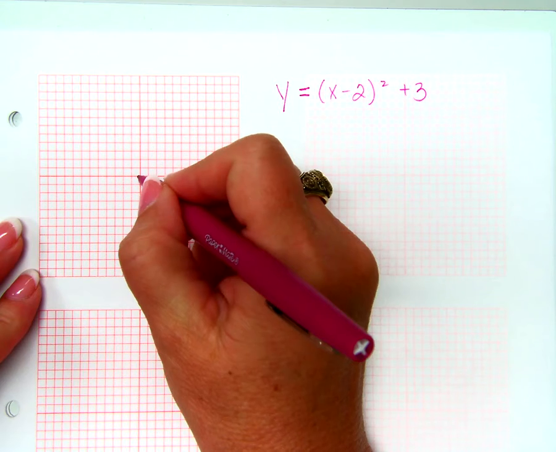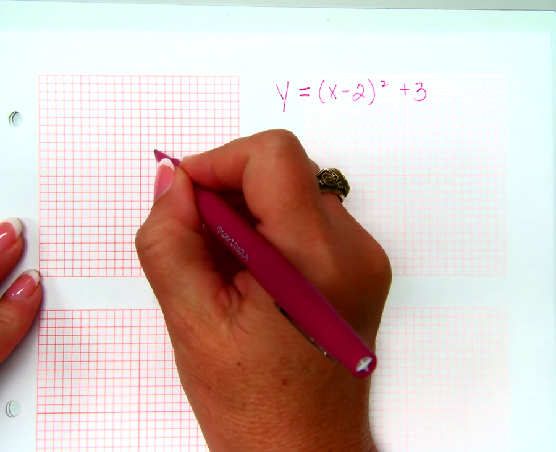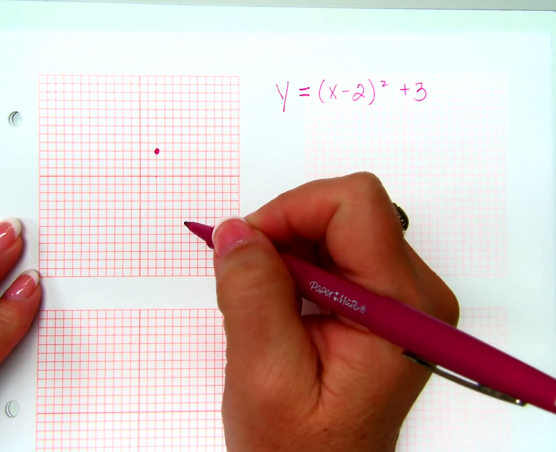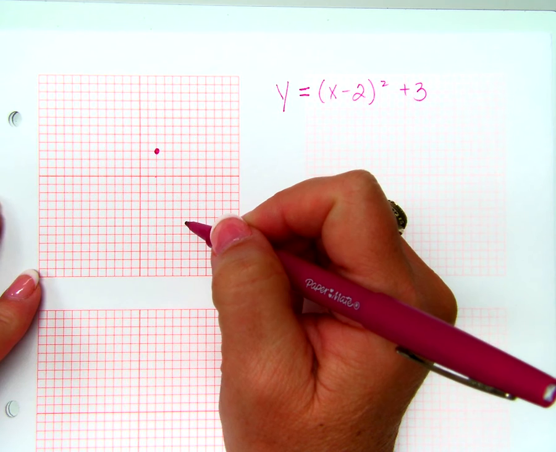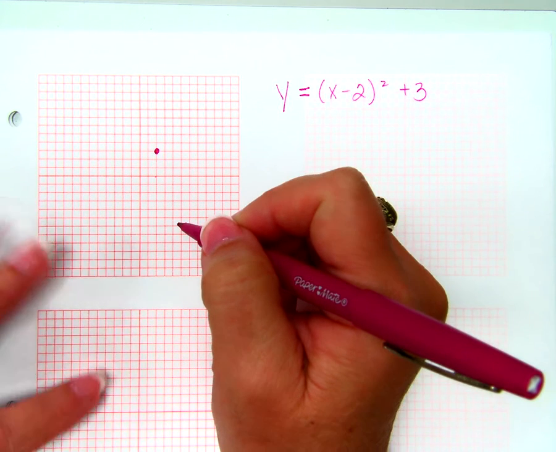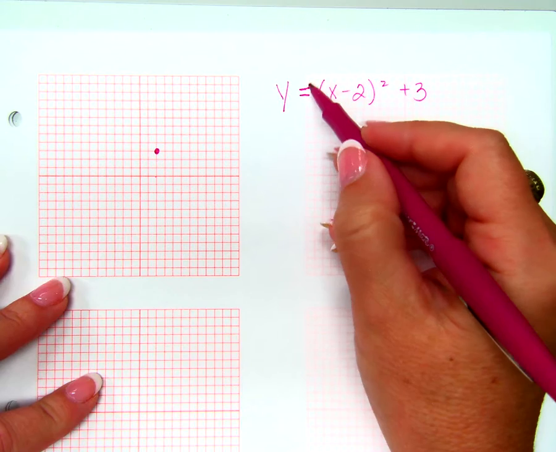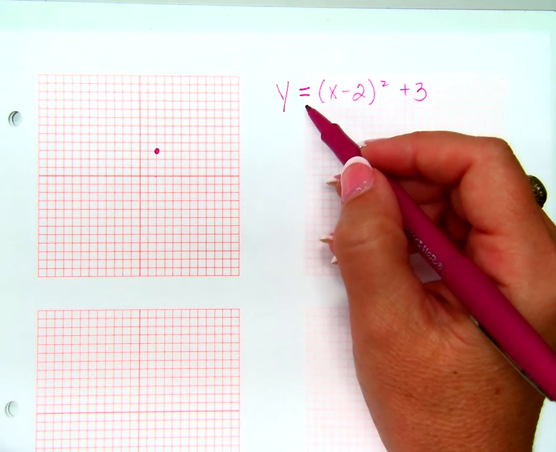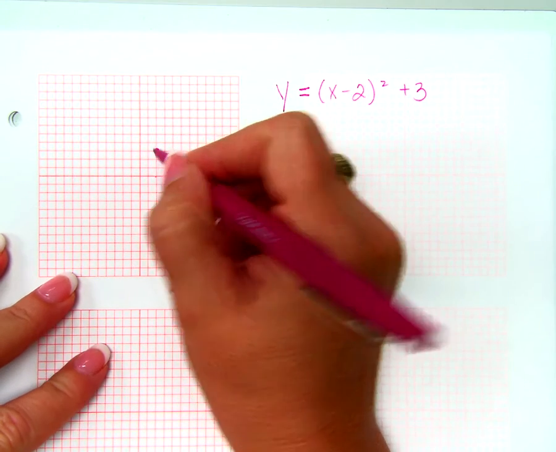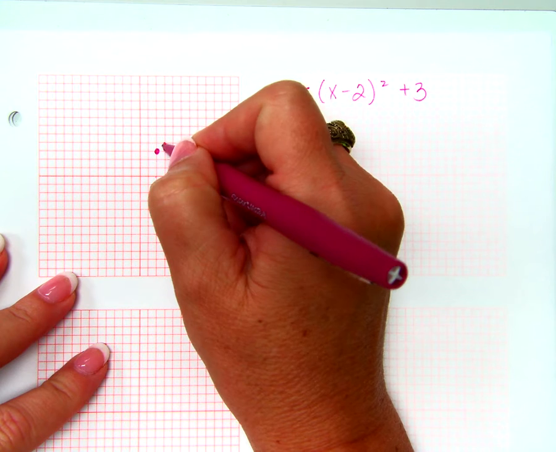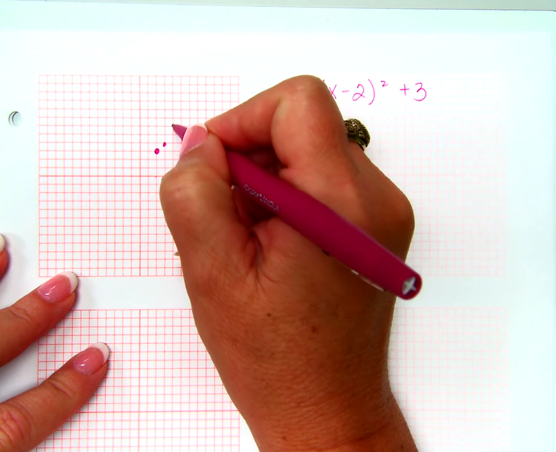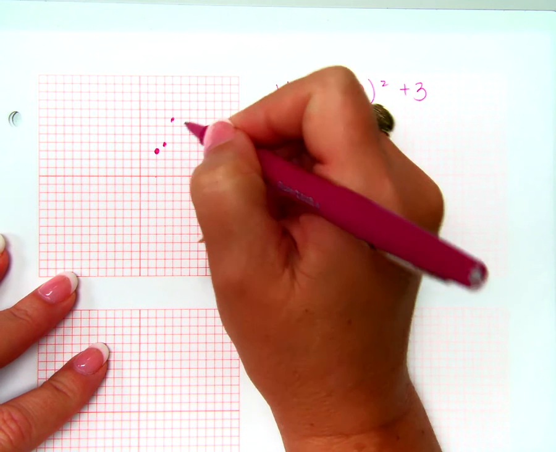So from the origin, if I move to the right 2 and up 3, that is my vertex, right? Now, is there a multiplier in the front? No, so I know its parent function shape. So from the vertex, remember we talked about going over 1 up 1, over 2 up 4, and over 3 up 9.